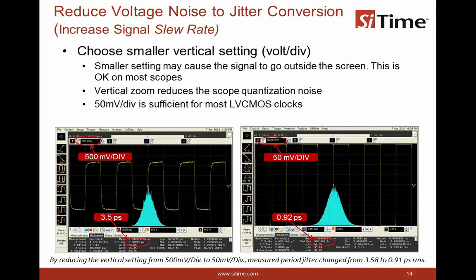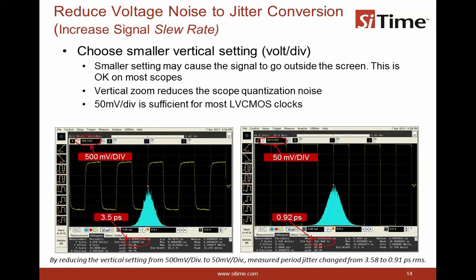Okay. So now we know more about the real-time scope's error sources from the voltage noise to jitter conversion, such as decreasing the scope's noise through the bandwidth, matching the scope's bandwidth with the signal, increasing the sampling rate, and, as what you're showing here, choosing a smaller vertical setting, such as 50 millivolts per division for LV-CMOS.